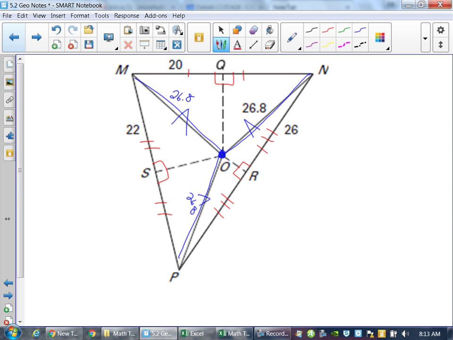You also have all these other segment parts that you can fill in. For example, what is PR? 26. What is SP? Why is it 26? Because that's 22. And QN is 20. We haven't even looked at one of the questions yet. All we did is go right off the diagram. Now if you go through it, you should be able to figure everything out. What is MO? 26.8. Good. What is PR? It's 26. Everybody okay with that?